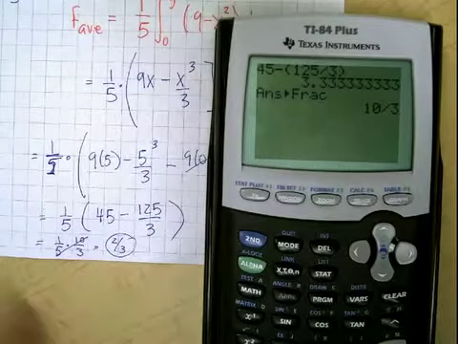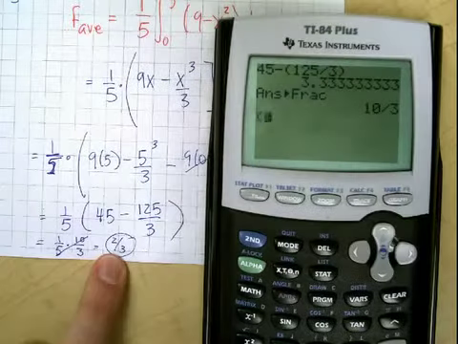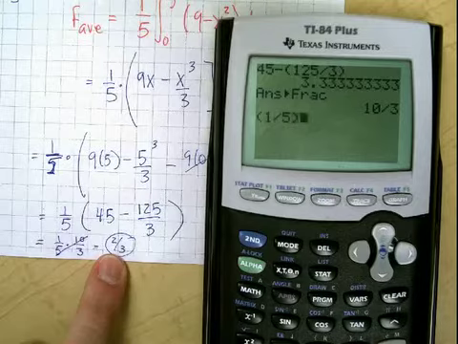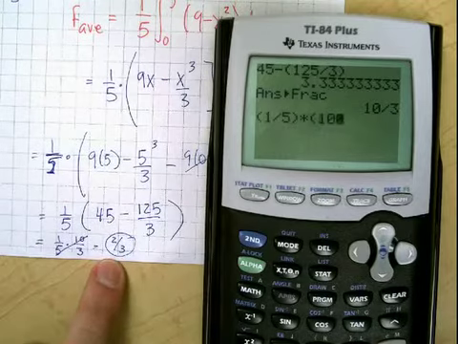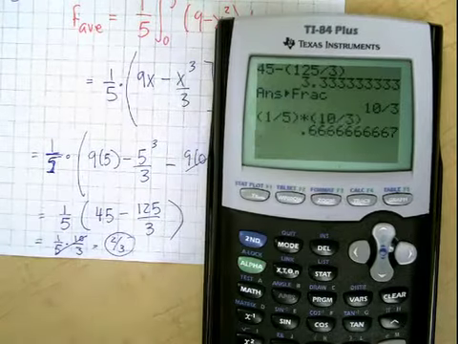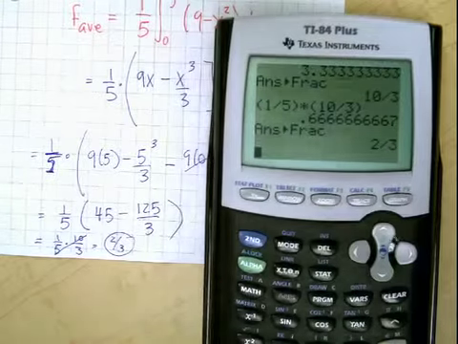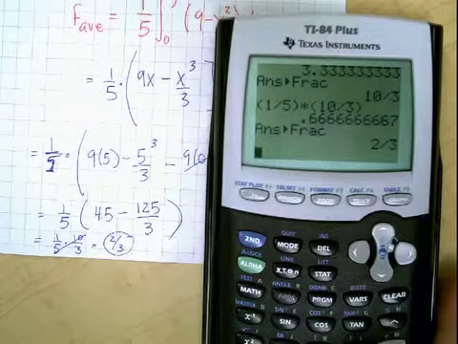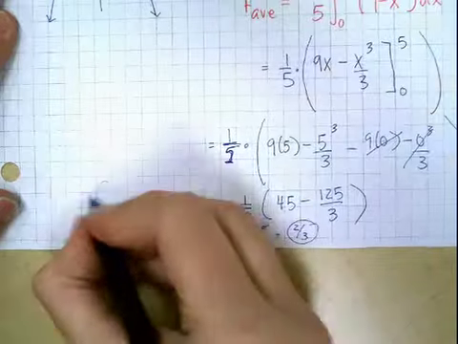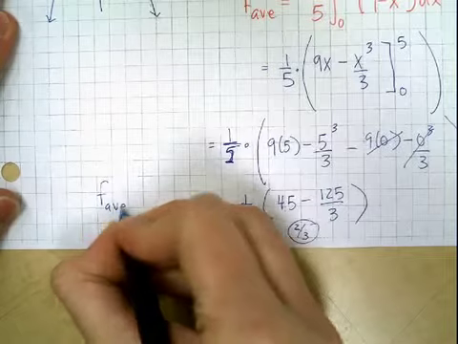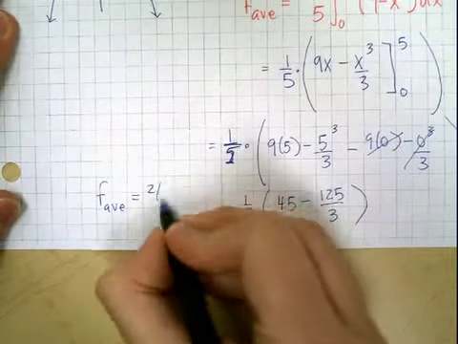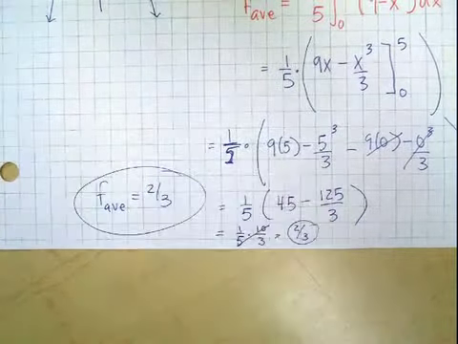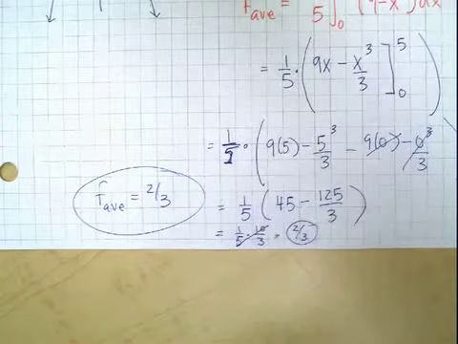So the average value of this function is 2/3, or if you did it on the calculator, 1/5 times 10 divided by 3, it's going to be the same thing, 0.666 repeating, which is 2/3. So either way, but there's our average value. So final answer for this is going to be, we'll write it over here, FAV equals 2/3. And that's basically how you find the average value.